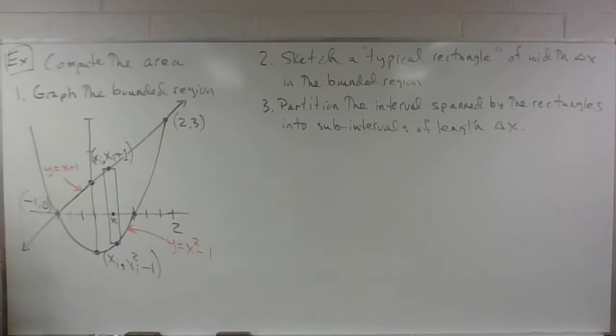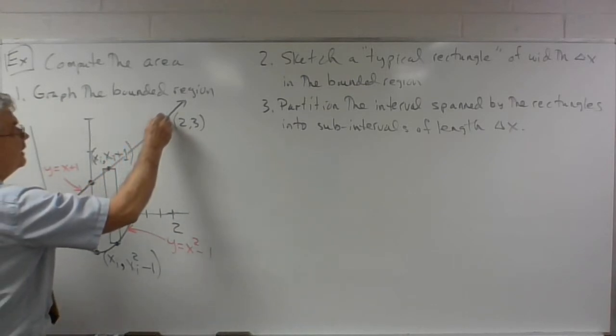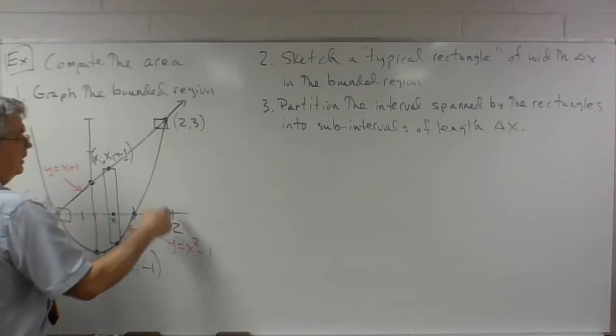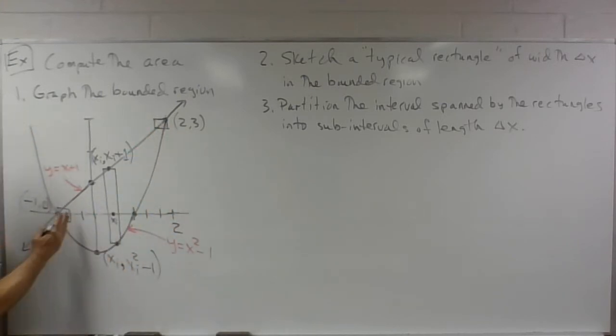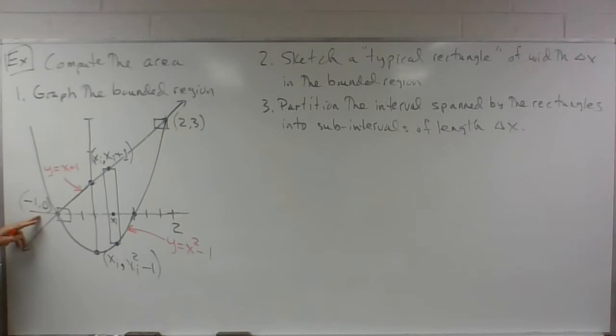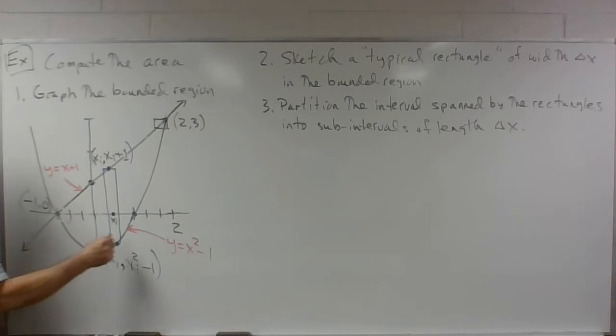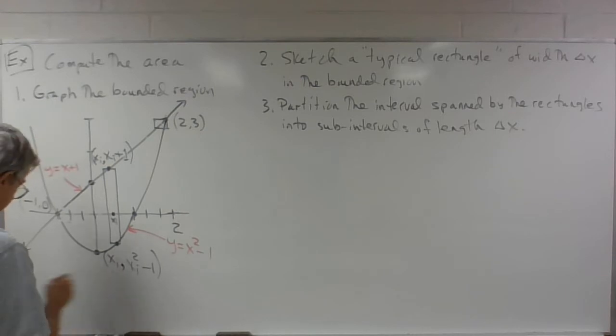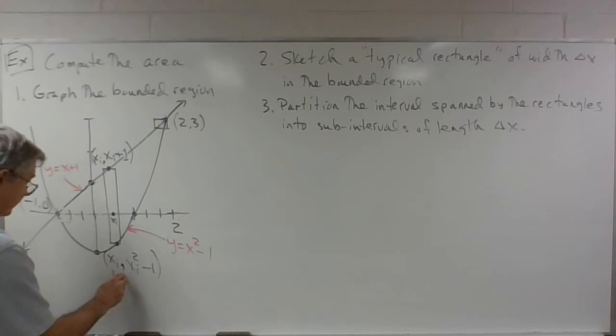My rectangles, the first one is going to be right here at x equal -1. The last one's going to be right here at x equal 2. And we're going to have rectangles all the way in between. So I partition the interval spanned by the rectangles into subintervals of length delta x. So each of these subintervals has the same width, and that width is going to be delta x.